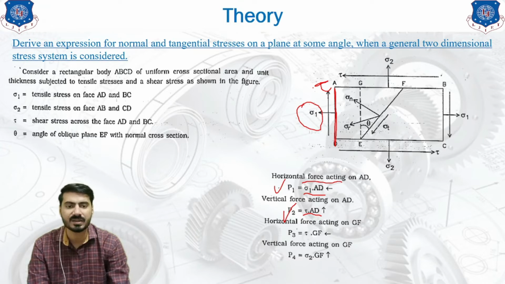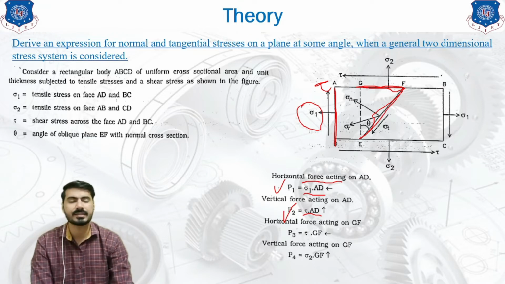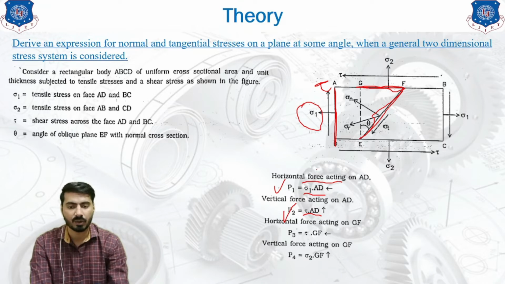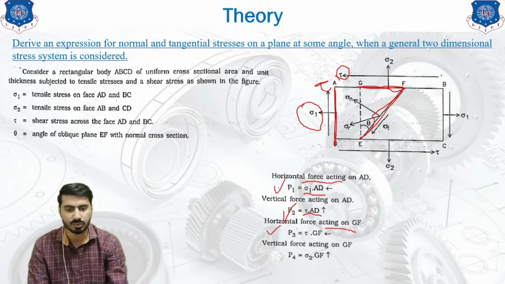Now let's consider the GF plane. What is the GF plane? This one. Why have we taken this particular plane? Because it is horizontal and it is part of the triangle that we are intended to find out of EF. We are focusing on the EF plane. So that's why, let's say we are intended to find out the horizontal force acting on the GF plane. So on the GF plane, which stress is going in a horizontal direction? This one, tau. So again, P3, let's say it is the horizontal force, P3 equals tau into GF.